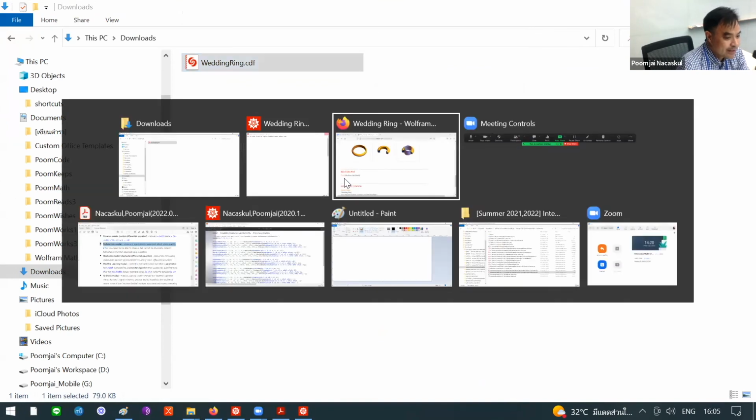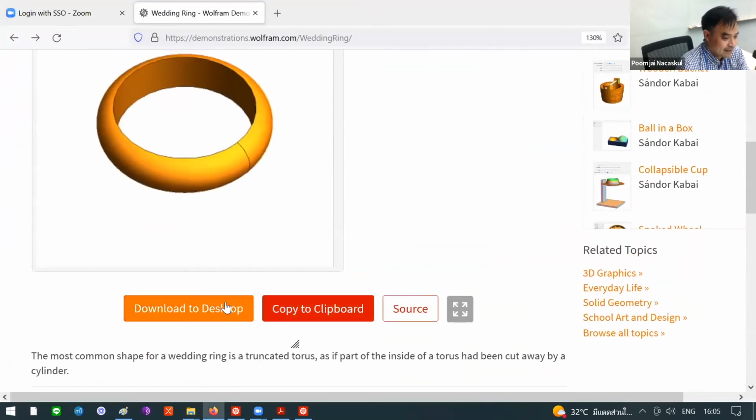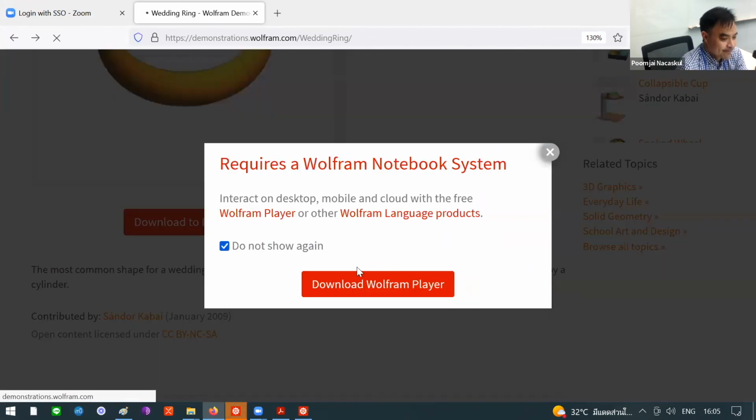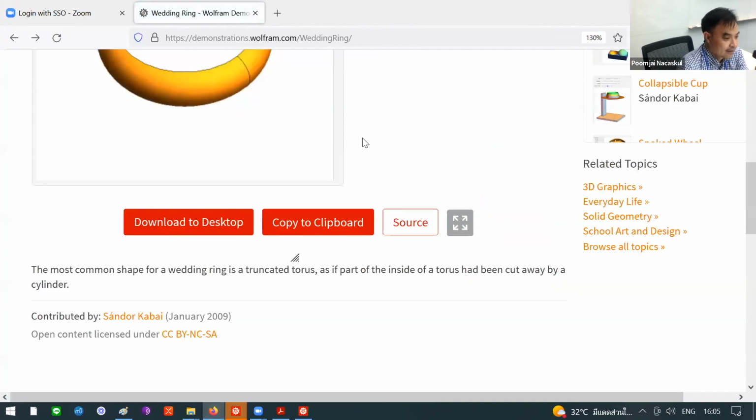Now, what I want you to do is instead do this. Go to source and download to desktop. If you download desktop by default, it's just going to download the CDF. If you go to source, that means the actual code, right? And you do the same thing, download to desktop. You're going to get something else.